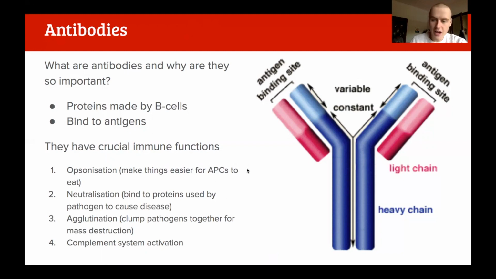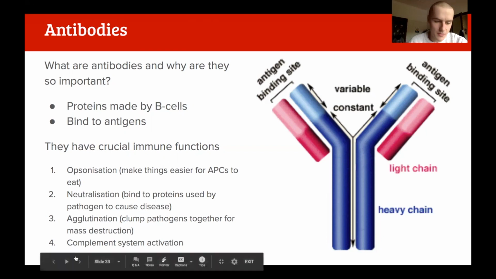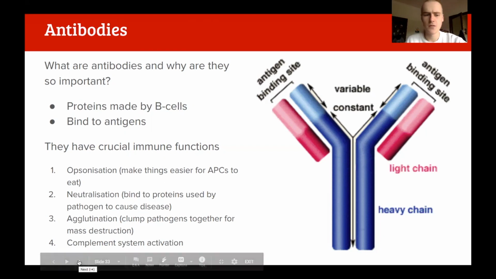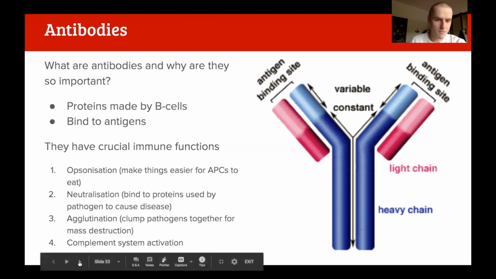It can neutralize them. So if that antigen is a crucial molecule for the infectivity of the pathogen, and then an antibody binds to it, it can stop that protein from doing its function and therefore stop disease. We have agglutination that clumps pathogens together so that they can be destroyed en masse by our phagocytes. And finally, they have a role in complement system. I believe Christine has already spoken to you a bit about complement. We'll talk about the specific pathway involved with antibodies.